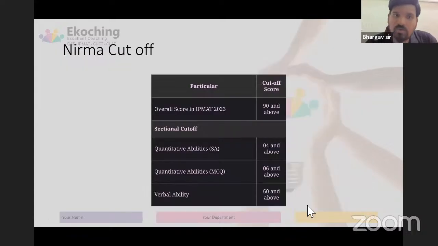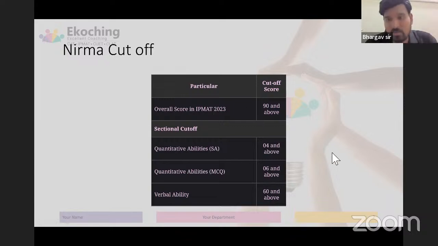And coming to the NIRMA cutoff, last year the cutoff was this much, 90 and above. Short answers was 4 and above, MCQ 6 and above, verbal ability section 60 and above, and I would say it won't change much. Maybe 60 and above in verbal ability will go around 55. MCQs will still remain the same, or it may go to 5, and short answer section 4 may go to 8, and overall will still remain the same. 92 93 marks is something that you may expect for the Nirma cutoff to go, right?